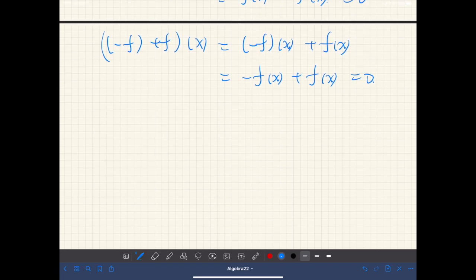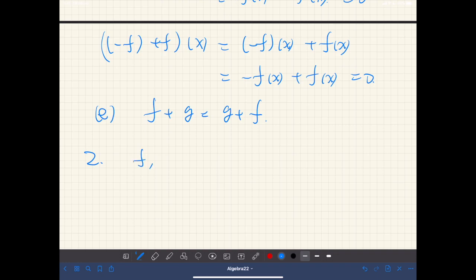Okay, and what's next? Commutativity. So we need to show that addition is commutative. And I will just leave this as an exercise. This should be easy. Now, about multiplication.